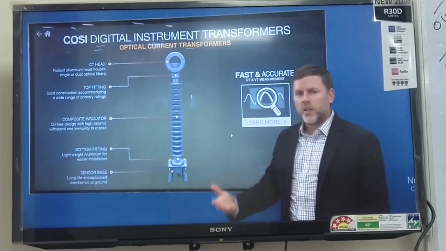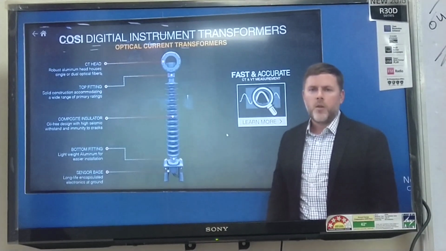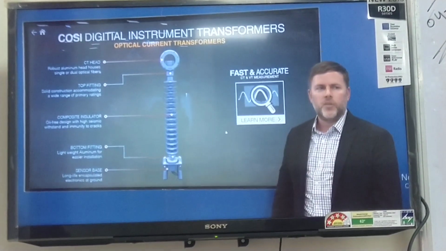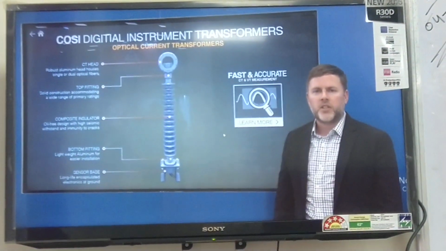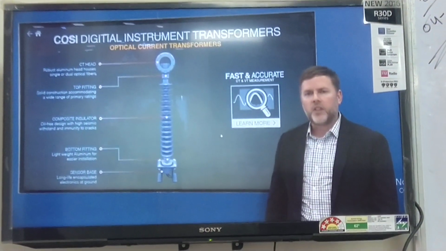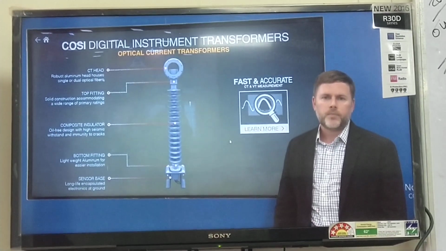The signal processing produces a digital value that corresponds to the current that flows through the bus as it passes through the head. From there, we can output the digital measurement over process bus using the 61850 protocol, or we can convert it back to a current or a voltage for use with conventional IEDs.